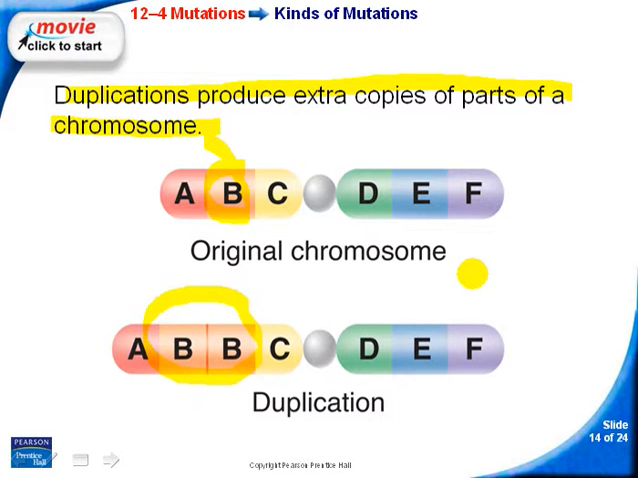You can see B is duplicated, so there's 2 segments of B. Cows, which are ruminants, meaning they can eat and digest grass, were created as a result of duplication of a gene in a chromosome.